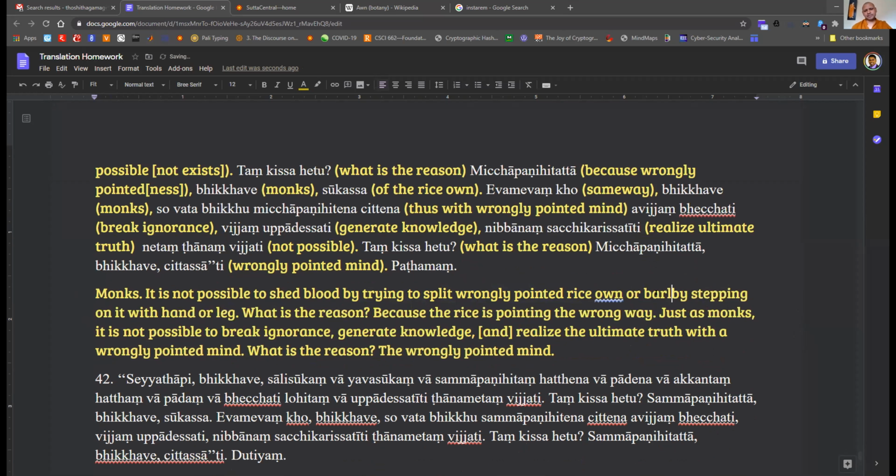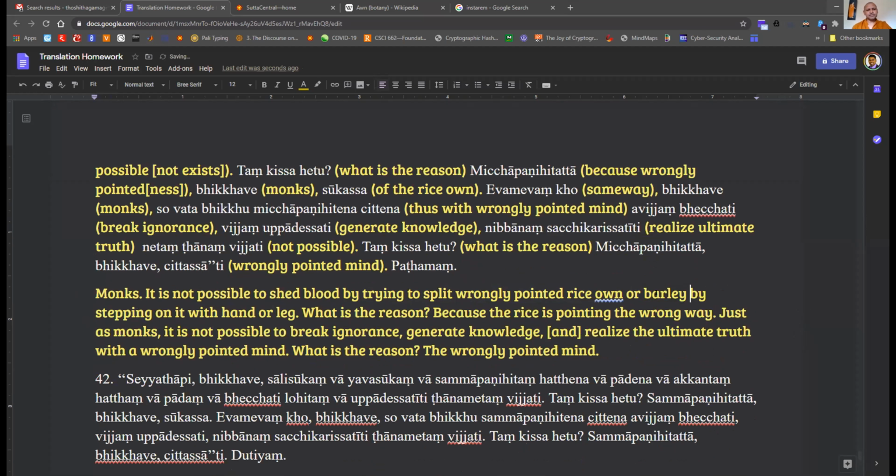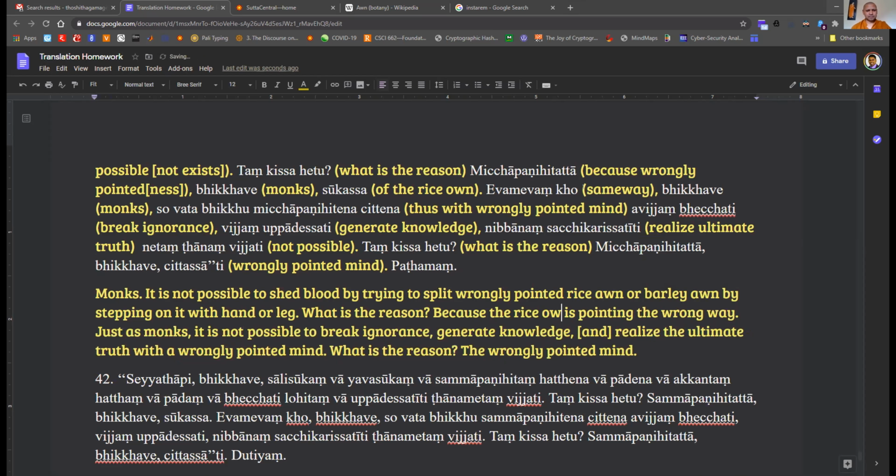Oh, barley. It's awn. Both words are awn. By stepping on it with hand or leg. Monks, it's not possible to shed blood by trying to split wrongly pointed rice or barley awn by stepping on it with hand or leg. Was the reason because the rice is pointing the wrong way? Interestingly, it's rice awn. I just noticed I didn't have the word 'because' over here, but I ended up ad-libbing a 'because'.